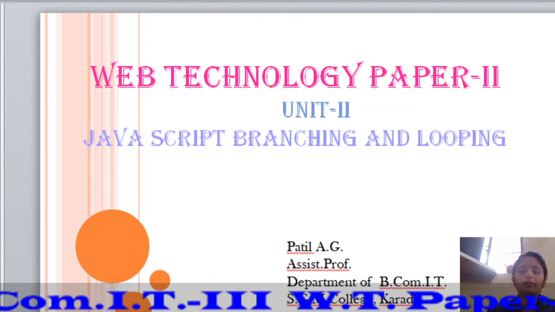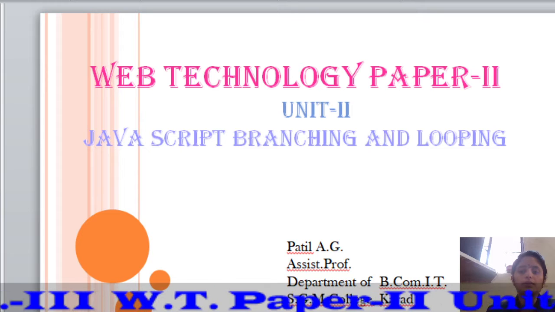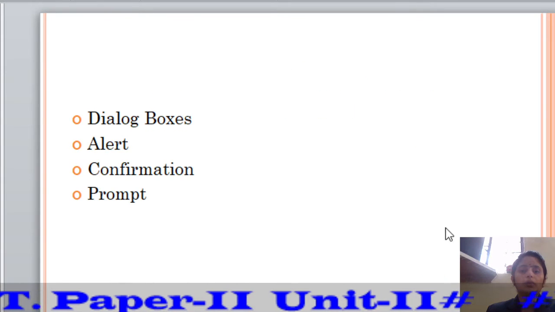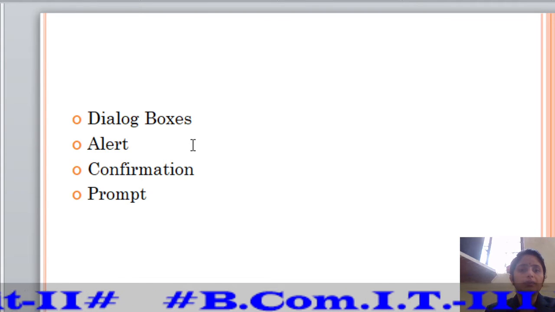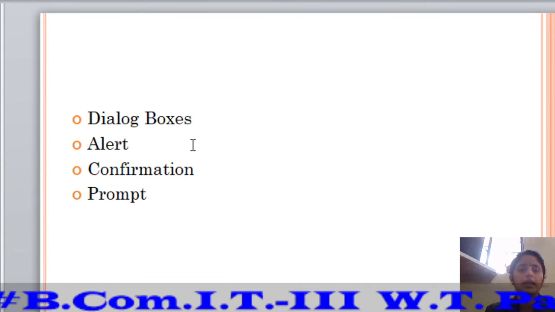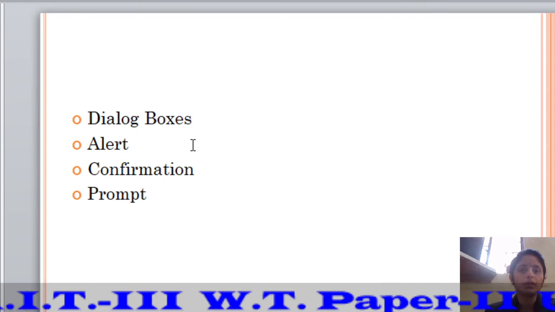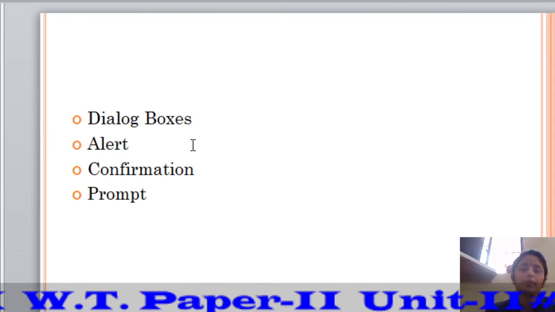Let's see the content for the dialog boxes. First is the concept of the dialog boxes. Second is the types of dialog boxes. There are three types. The first one is the alert dialog box, the second is the confirmation dialog box, and the third one is the prompt dialog box.